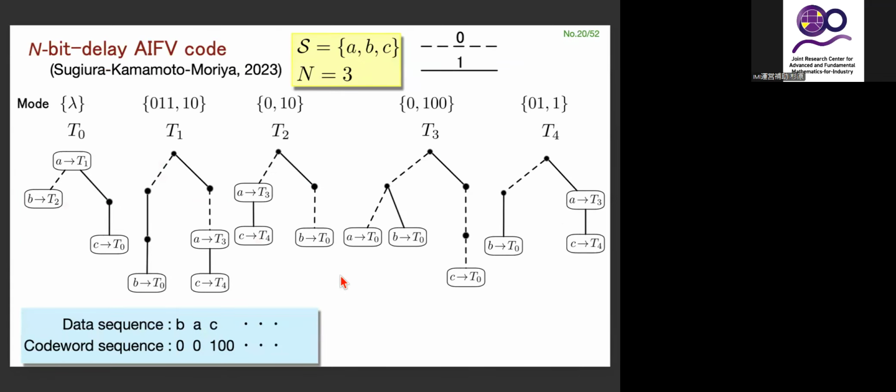And this is an example of a 3-bit delay AIFV code for source alphabet ABC. For instance, the data sequence BAC is encoded in the following way. We start the encoding with T0. And first B is encoded to 0, and we move to T2. And second A is encoded to 0, and we move to T3. And the third C is encoded to 100, and so on.